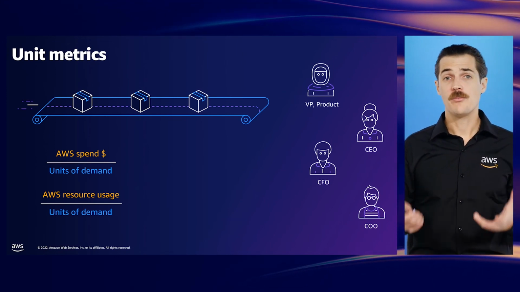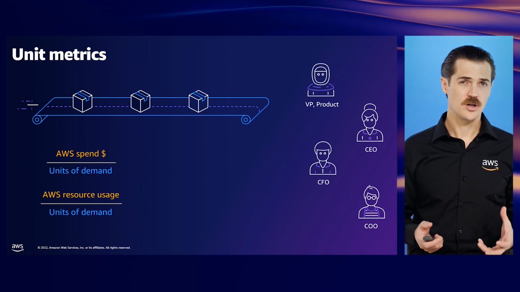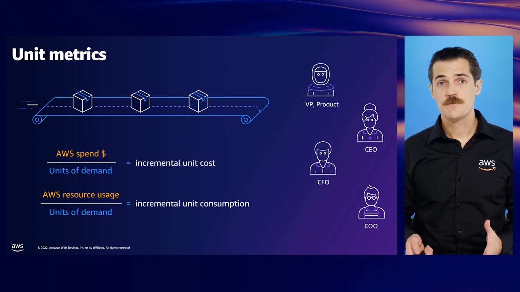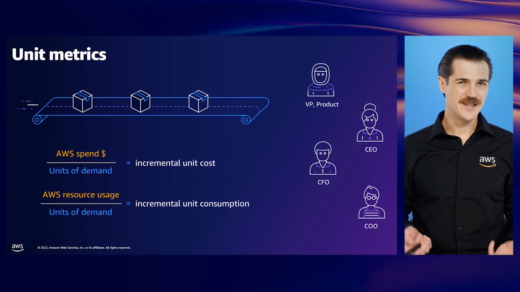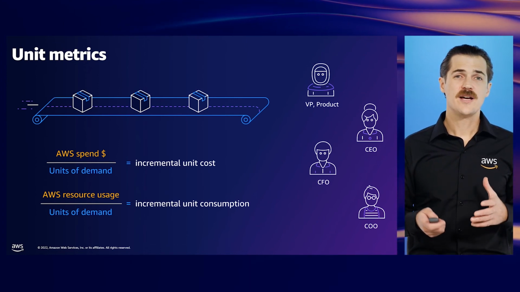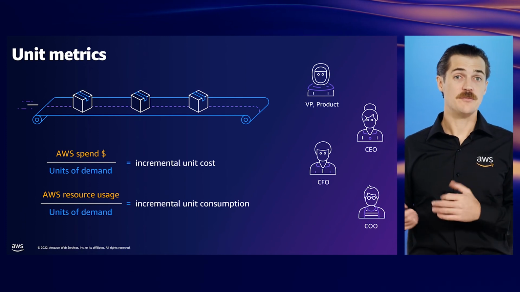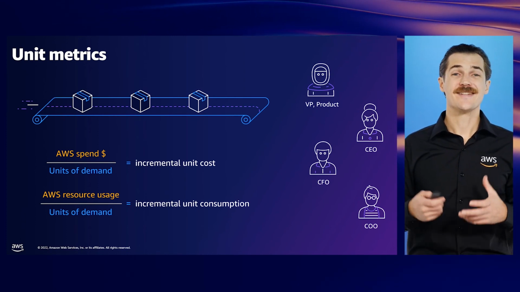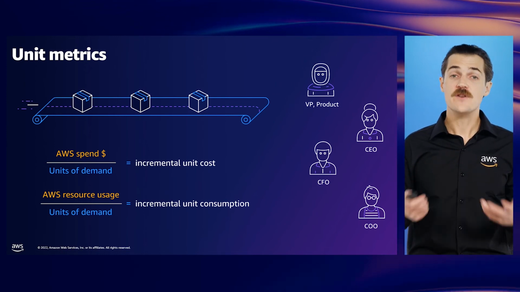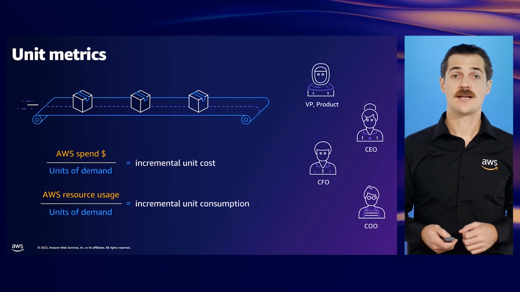When you've determined an appropriate unit of demand, you can then divide your total AWS spend for the workload by the unit of demand to get the incremental unit cost. If you've heard the phrase cost per click before, this is what we're talking about. As a bonus, if you divide resource usage, like EC2 instance hours per month, by your unit of demand, you'll get the incremental unit consumption. This can help make engineering decisions that will result in a more efficient architecture. Let's see how you can then present this data to your executive stakeholders.